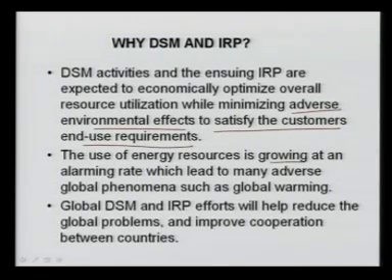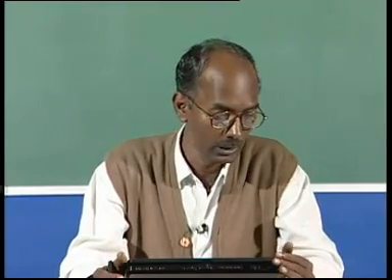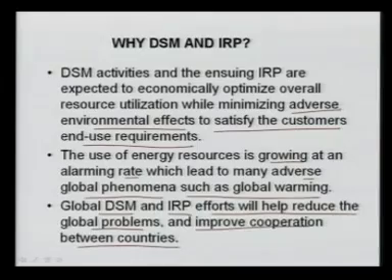Of course, the load keeps on increasing at an alarming rate, which leads to many adverse global phenomena such as global warming. So the global DSM and IRP efforts will help to reduce the global problem and improve the cooperation between the countries. So this IRP and the demand side options are very, very useful in the current scenario.